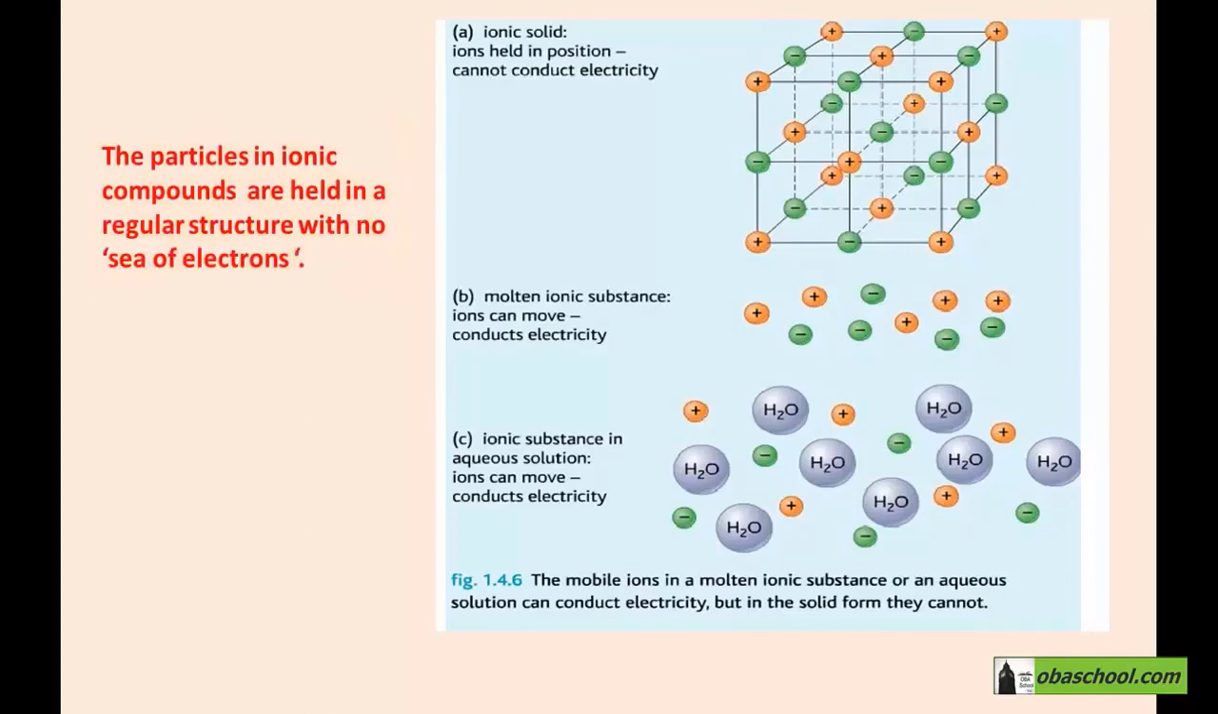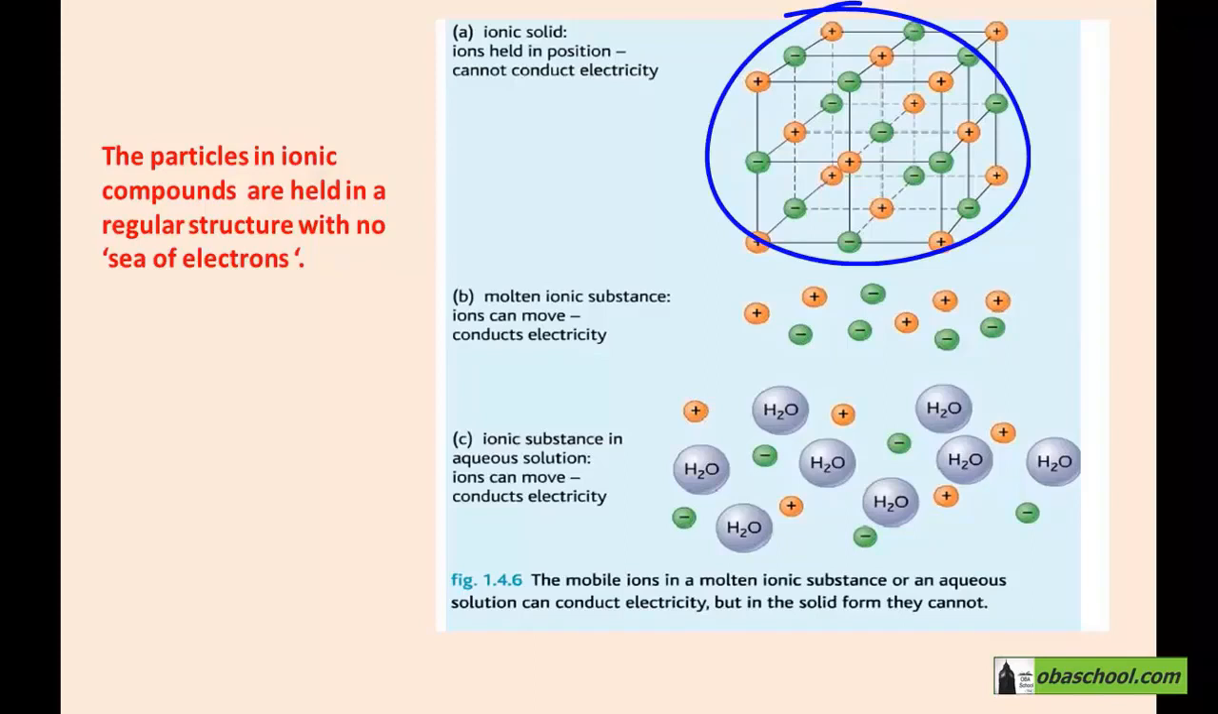Okay, so the particles in ionic compounds are held in a regular structure with no sea of electrons. Notice how in the solid, the ions are arranged. We do not have a sea of electrons. We will talk about the sea of electrons later in the metallic bond. The sea of electrons helps metal in conducting electricity.